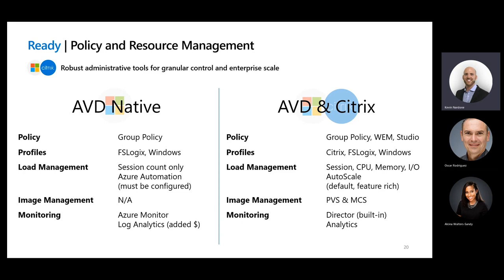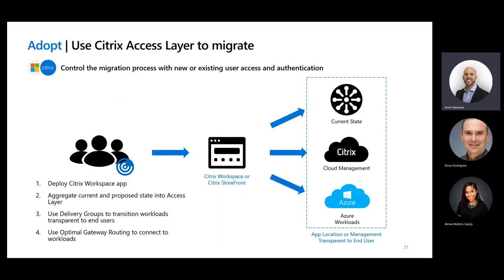to administer that environment successfully. The next piece is really that adoption phase. And covering this at a simple level gets into that access layer. How are you using it? With Citrix, especially with the hybrid cloud, you could really use that access layer when it comes to controlling and shifting those workloads from on-prem to Azure in a way that's transparent to the end user.